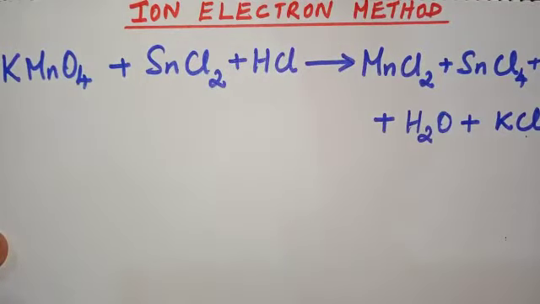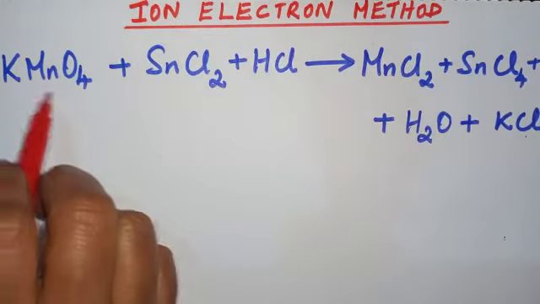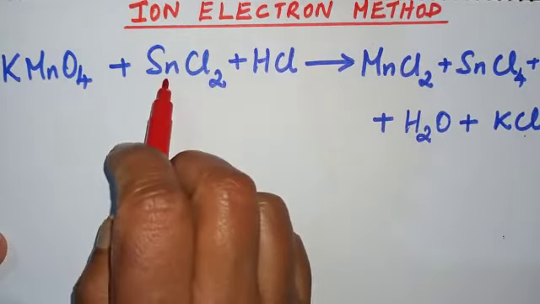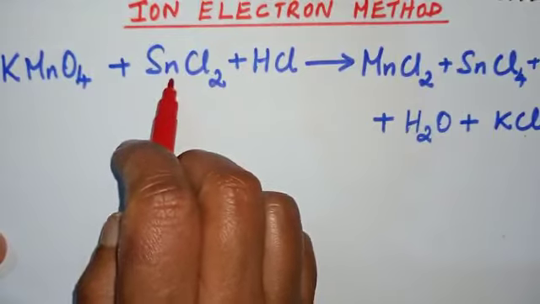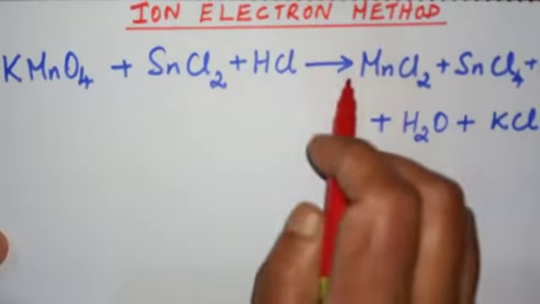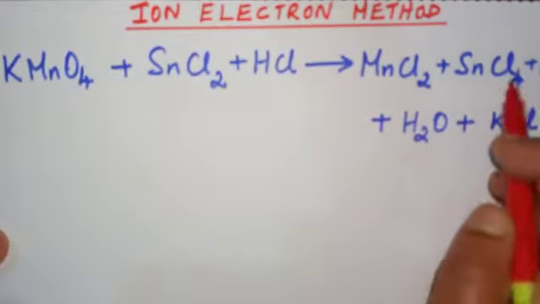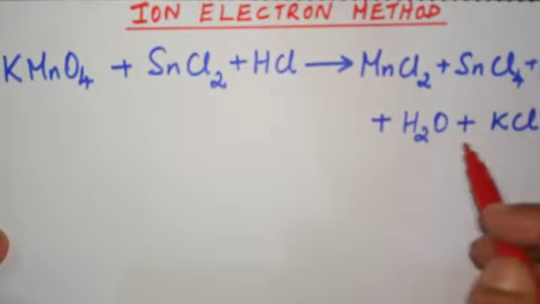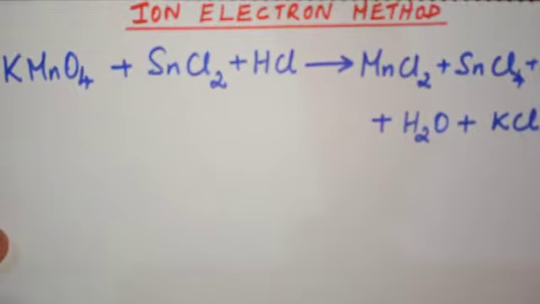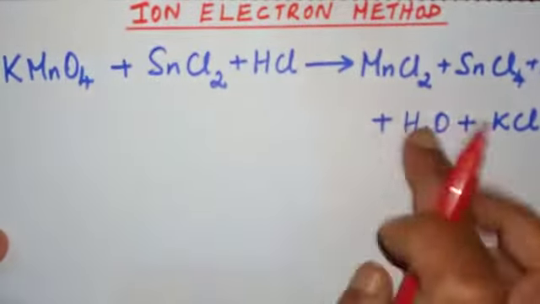Now let us see a redox reaction and balance it using the ion electron method. KMnO4 plus SnCl2, Sn is tin, plus HCl gives MnCl2 plus SnCl4 plus H2O plus KCl. So this is your redox reaction. The initial step of this method of balancing is, first, we find the oxidation number for the individual atoms present in all these reactants as well as the products.